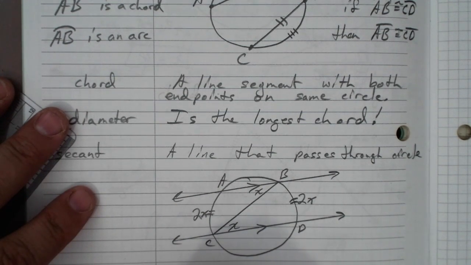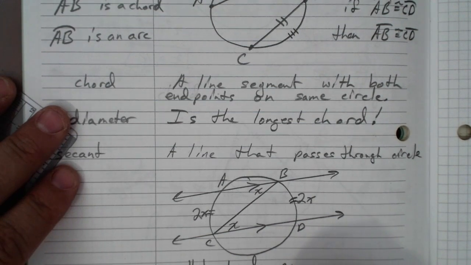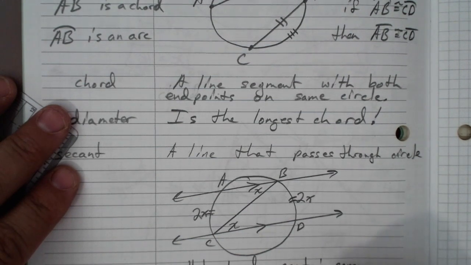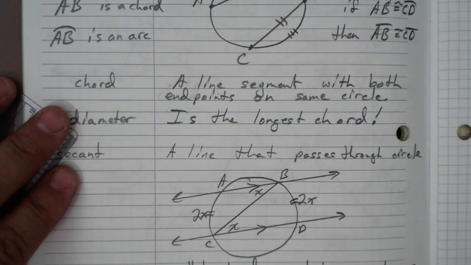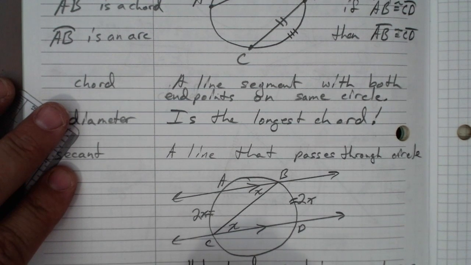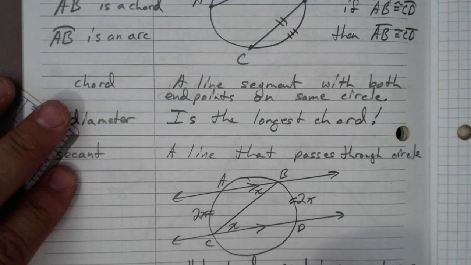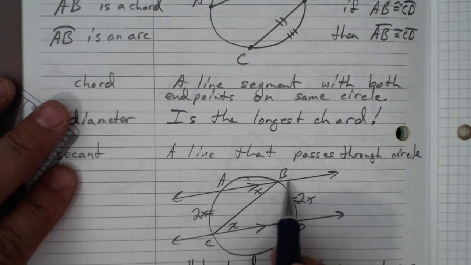So parallel chords contain congruent arcs. That's kind of cool. And remember, chords are the segment portion of our secant.